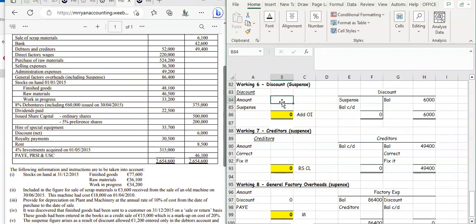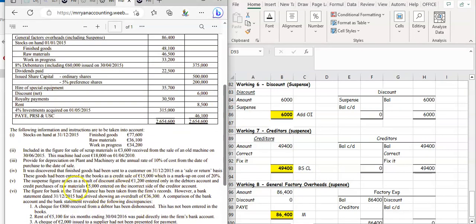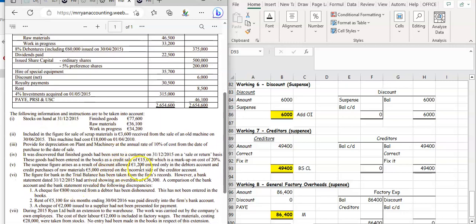So just to do it with the plus and minus, you've got 6,000 for discount, creditors 49,400, and for our general expenses, 86,400. So the first part is telling us that this discount allowed of 1,200 is an expense to us. So we need to reduce the discount. Because discount received is an income, to reduce an income we put it on the debit side. So we're going to debit our discount account 1,200. And then the corresponding credit is going to go into our factory overheads of 1,200.